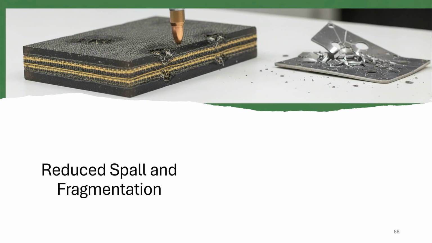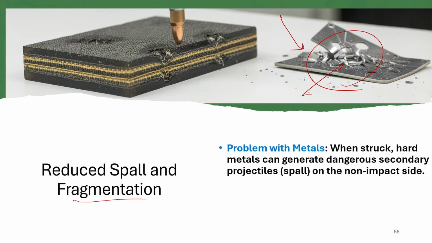So, reduced spall and fragmentation. You can see here for metal, if a projectile hits, any bullet hits, that will actually cause fragmentation, or ceramic or any other material, it will cause fragmentation and totally catastrophic breakage will be there, some dust formation will be there. But in case of textile composite, this spall and fragmentation will not be there.